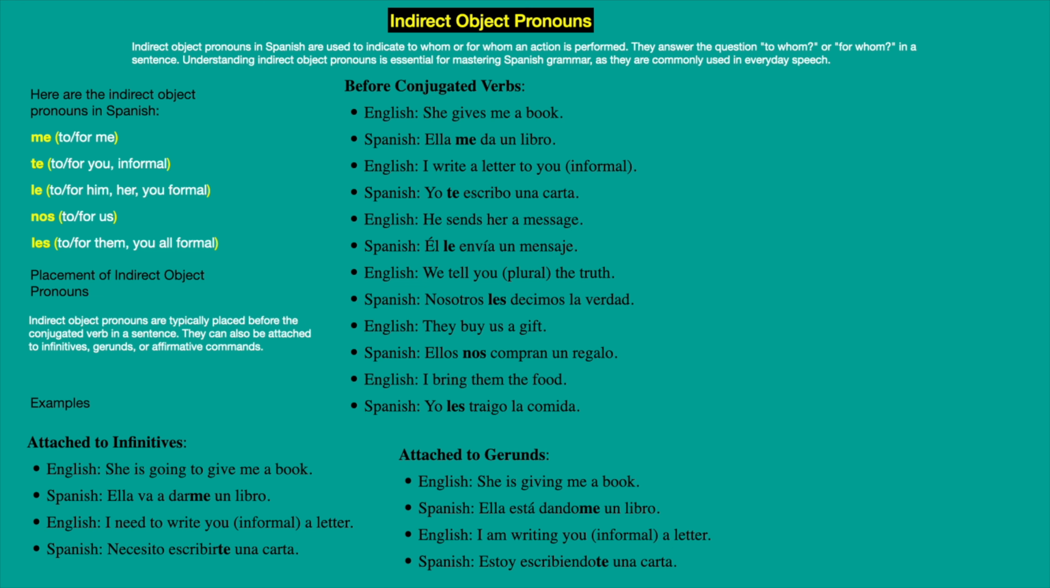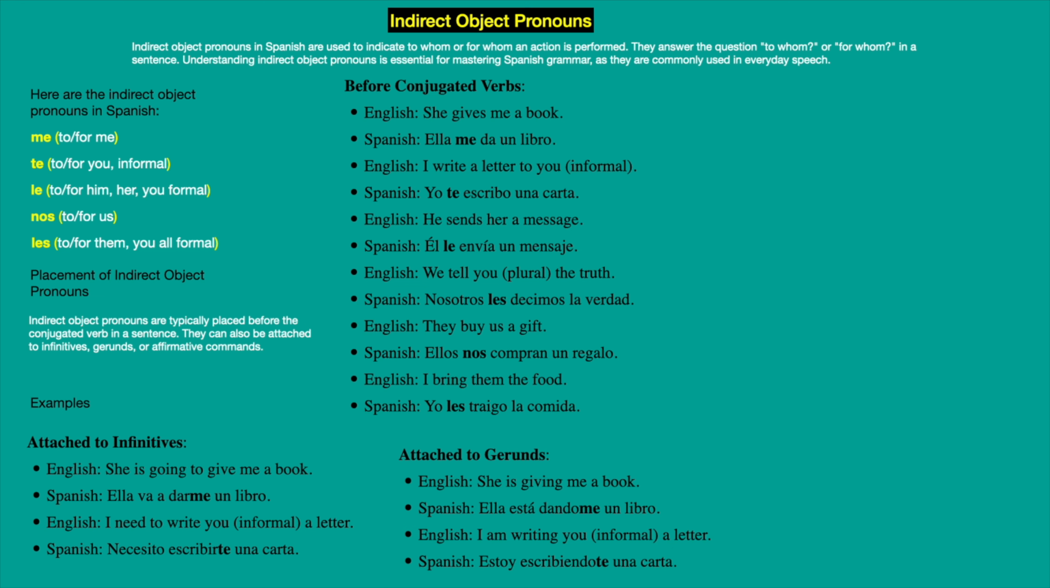When it's attached to the gerund, here we say, she is giving me a book. Here we are going back to the lesson where we were using the ing. In this case, the verb is dar, so you have to conjugate. Ella está dando. Dando is the ing form, with ando and endo. So, ella está dando, and then you put the indirect object pronoun me. Ella está dándome un libro.